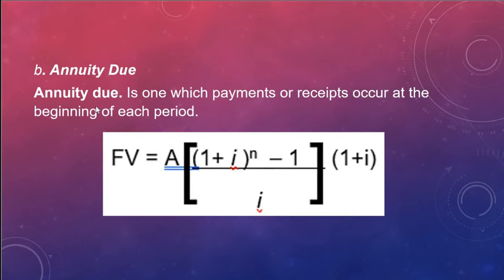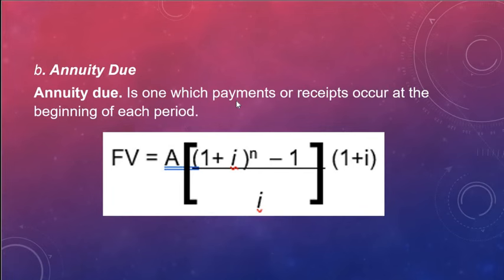So in this concept naman, future value, applicable ito in computing future value kapag ang payments or receipts occur at the beginning of each period. So, kung kanina sa ordinary annuity, ang payment occurred at the end of the period, ito naman, beginning of each period naman.